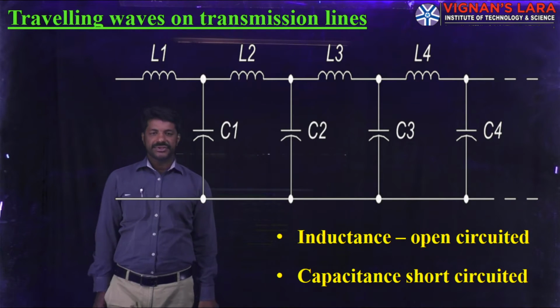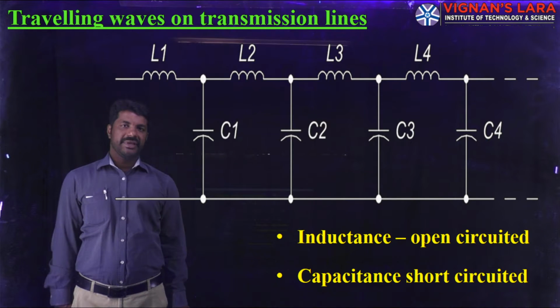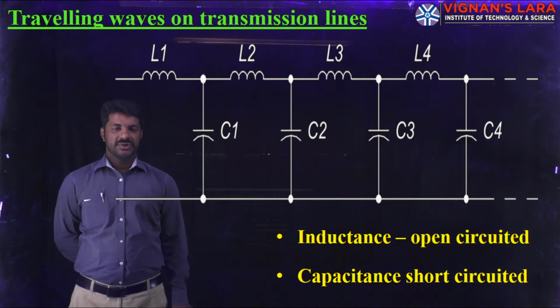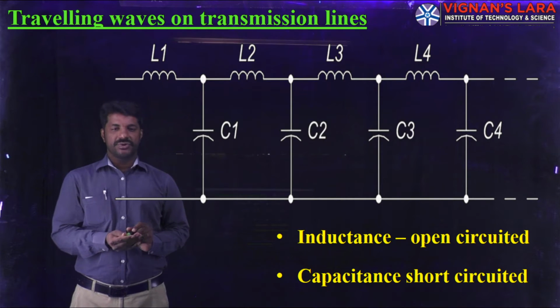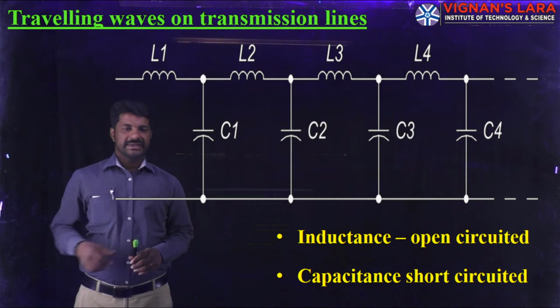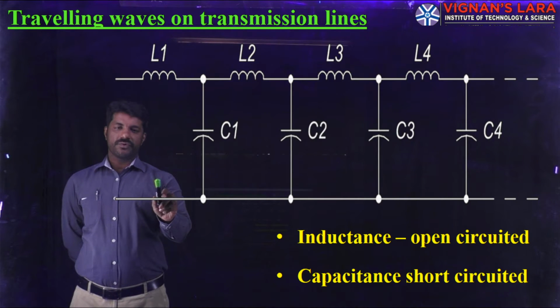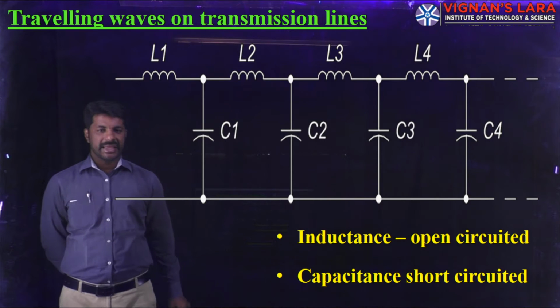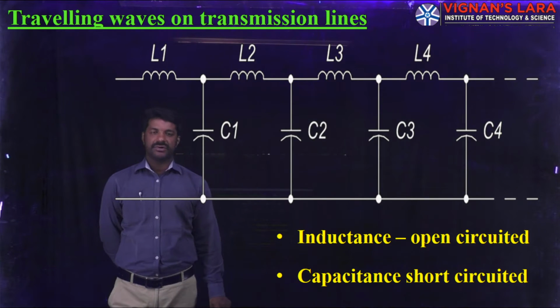So let us assume this long transmission line is a lossless line. The meaning of lossless is that the magnitude of resistance in the series impedance is 0 and the conductance in the shunt branch is also 0. Thereby, out of these four elements R, L, C, G, the R and G values are 0.